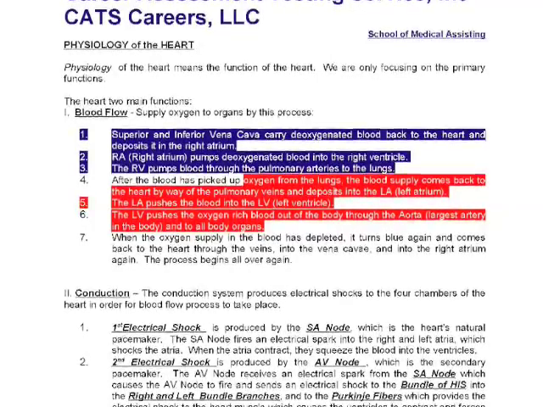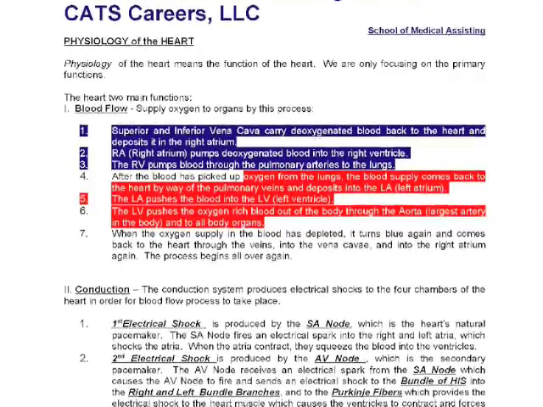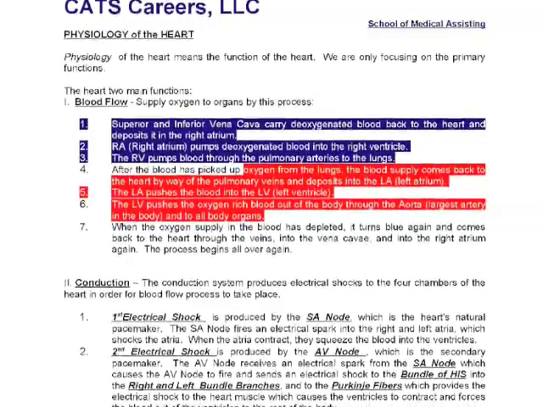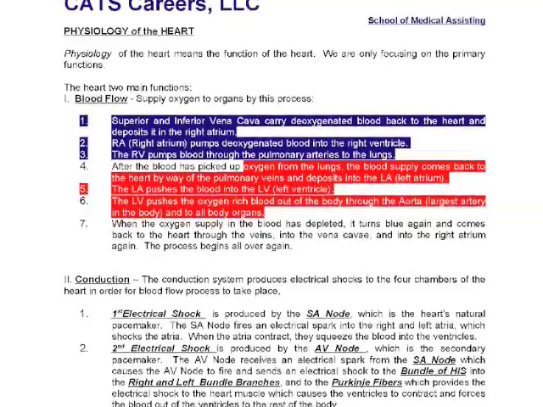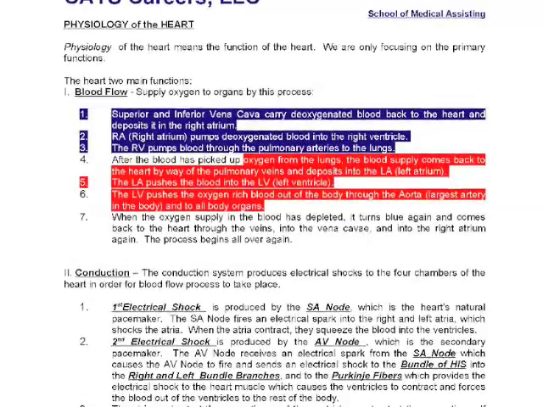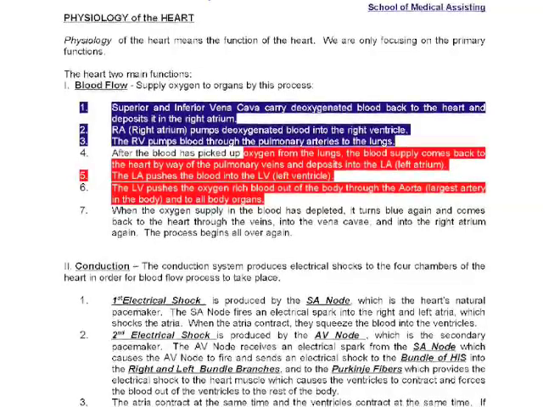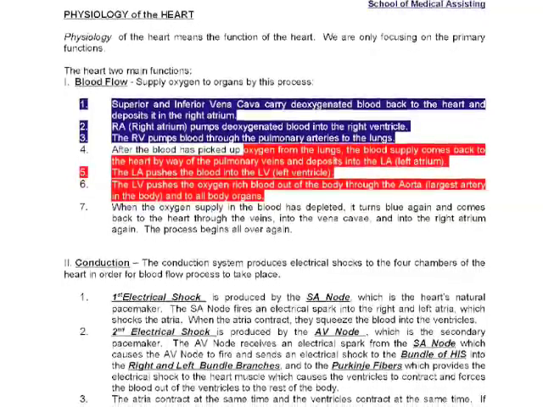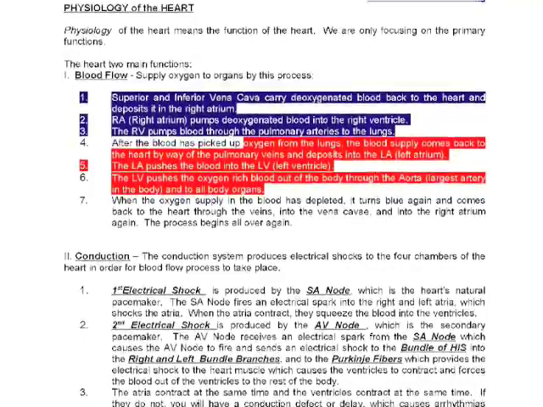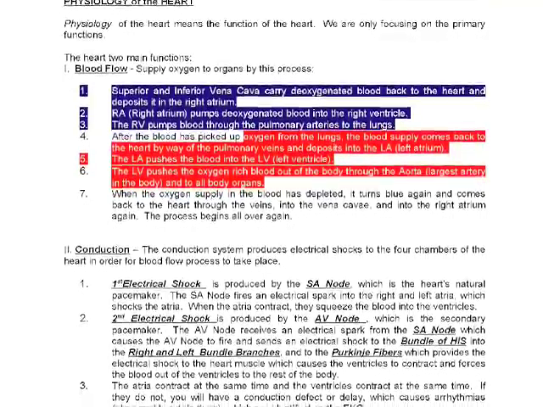If you think about when you're breathing in oxygen, you're breathing out carbon dioxide. Your lungs are filtering the oxygen for you. So when the pulmonary arteries take blood to the lungs, it brings back the oxygen-rich blood back to the heart and dumps it into number 4, which is the left atrium. Number 5, the left atrium pushes the blood into the left ventricle.